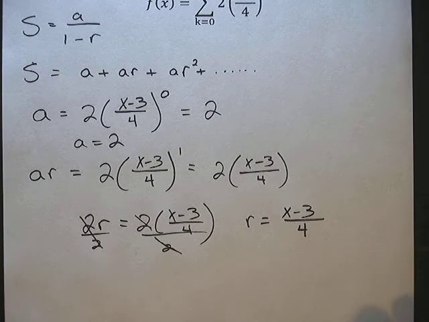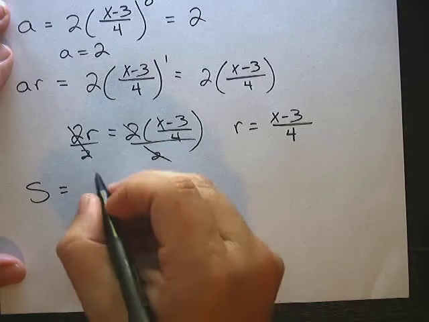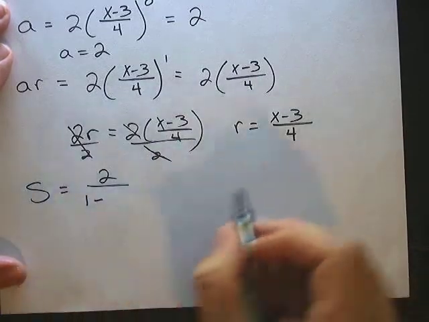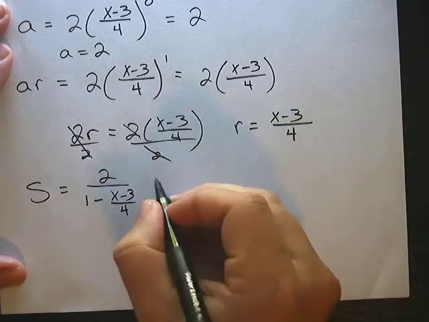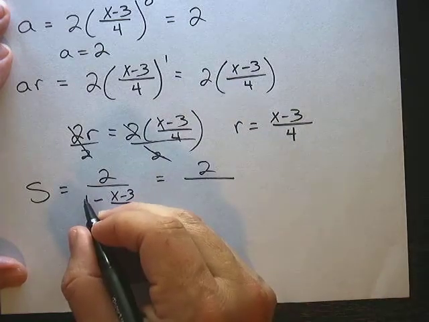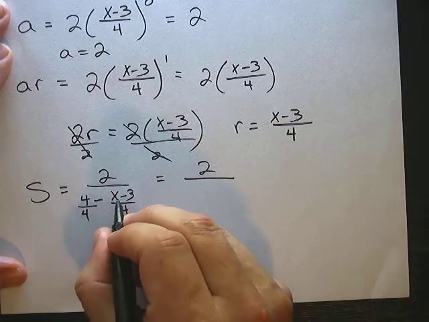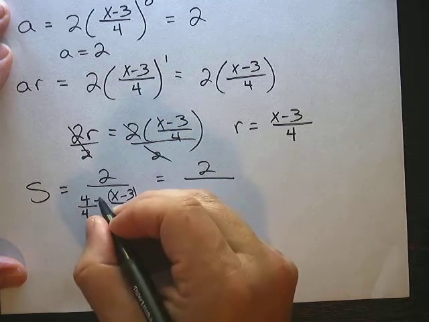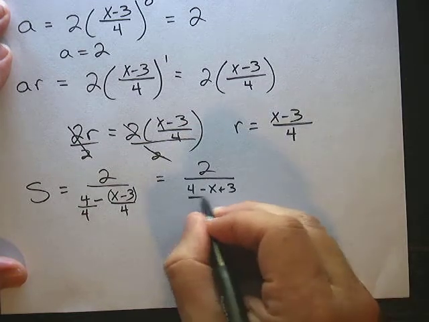So we have our a, and we have our r. Remember, if this thing converges somewhere, it looks like this. So s is equal to a over 1 minus r. So 2 over 1 minus, what was our r? Here it is, x minus 3 over 4. Let's clean that up. A common denominator on the bottom would give us 2 over, 1 would become 4 over 4. So that would be 4 minus x. Let's distribute that negative sign; don't forget that it goes to both of those. So that would be 4 minus x plus 3 over 4.